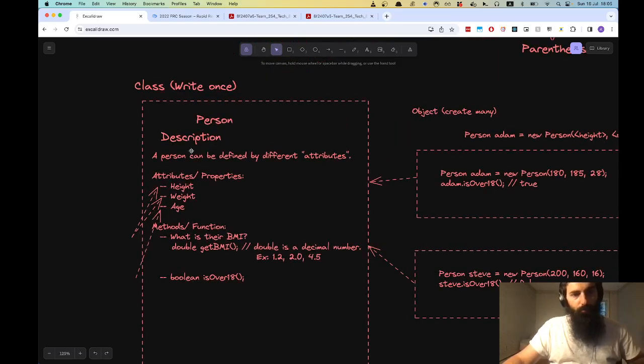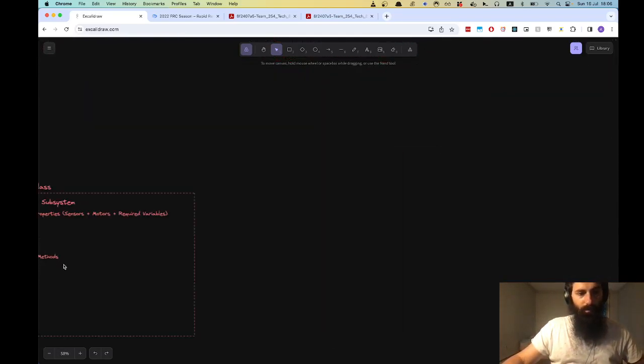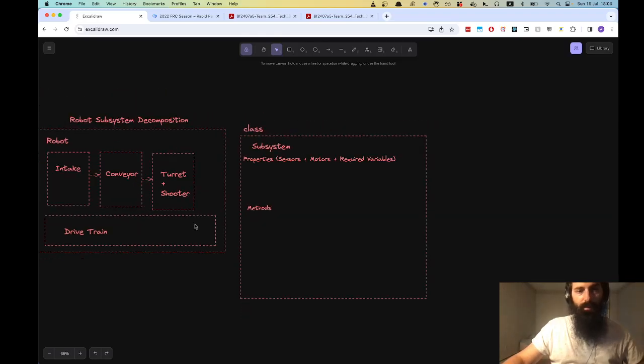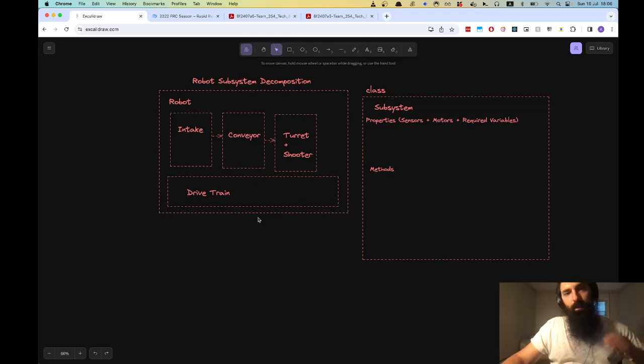Yeah, so for example, let's say you write a class called a person class. The properties that it can have are, let's say, its weight, height, and age. Those are properties. And then there's logic that can be built on top of that called methods. This is kind of like, what is their BMI? If you know the height and weight, you can determine the BMI of a person. In the programming world, we're going to get into what these methods are, in the subsystem world.